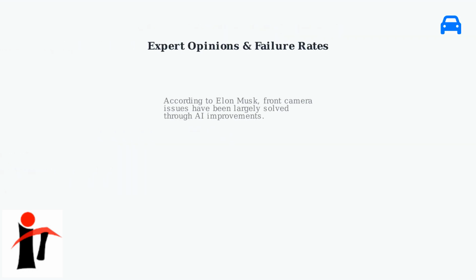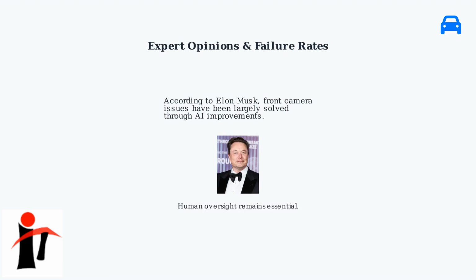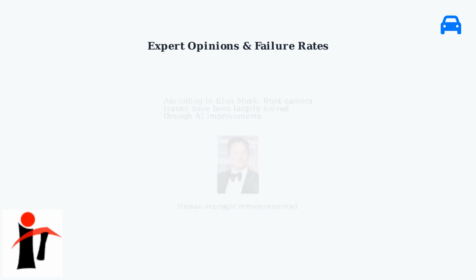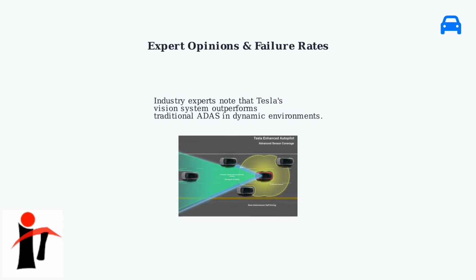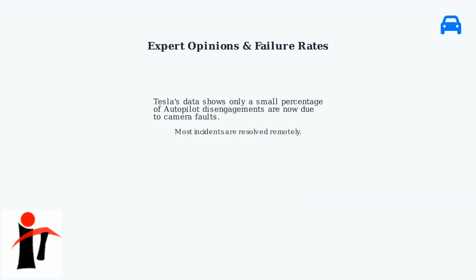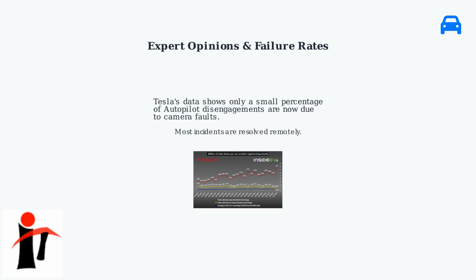According to Elon Musk, front camera issues have been largely solved through AI improvements in recent years, with human oversight remaining essential. Industry experts note that Tesla's vision system outperforms traditional ADAS in dynamic environments. Tesla's data shows only a small percentage of autopilot disengagements are now due to camera faults, with most incidents resolved remotely.